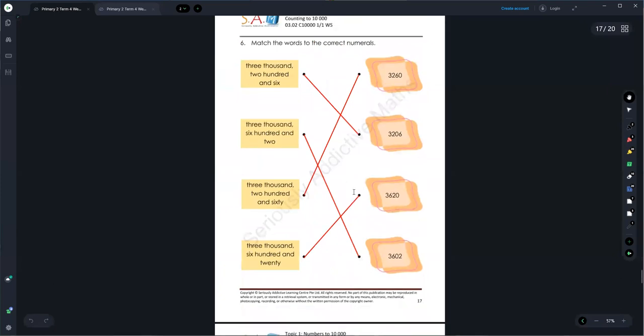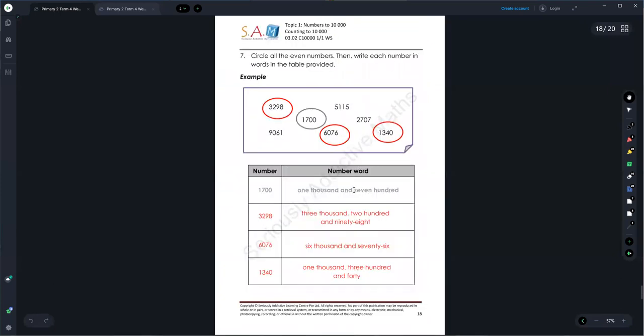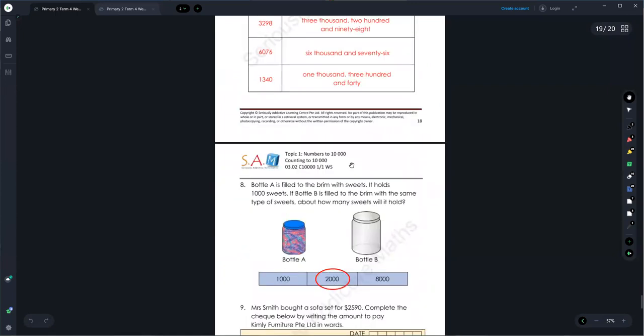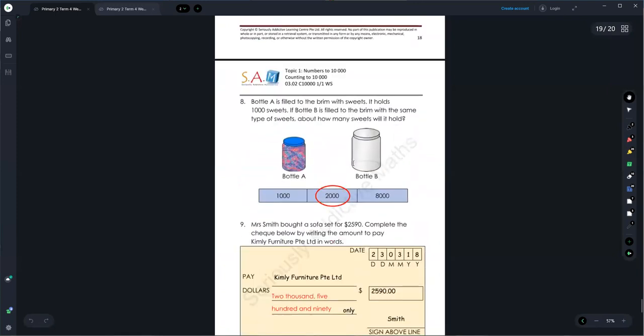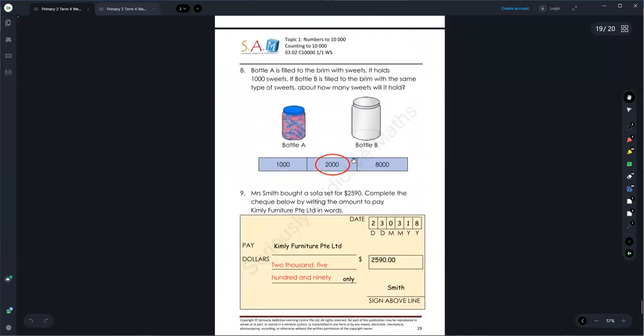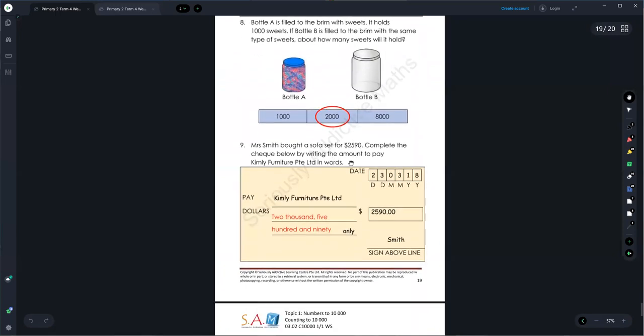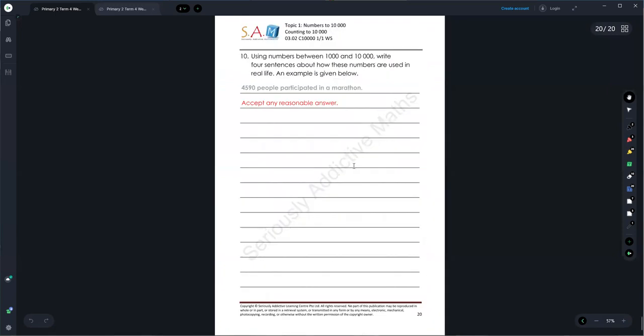These matching ones are quite easy, so I would skip. Then look at these questions: circle all the even numbers. One is already circled, and then they are supposed to write the number. You can do that in class with them. This checkbook, assign it as homework. Question 9, you can get them to do as homework. I would say never mind with question 10.